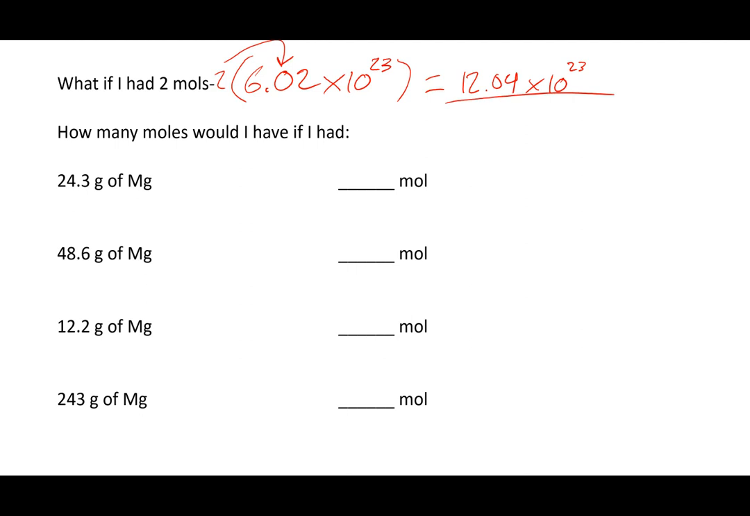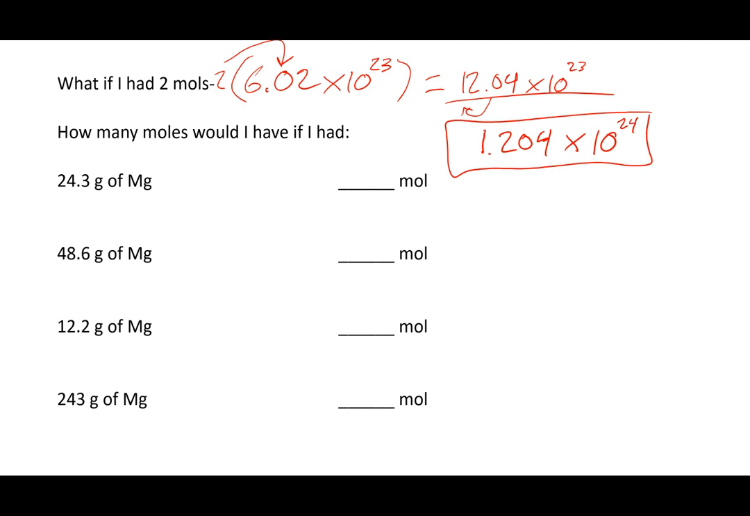However, this is not correct scientific notation. What you need to do is move the decimal over 1, and it becomes 1.204 times 10 to the, well, we made this leading number smaller, so we need to change the exponent to represent that, and it would be to the 24th. Okay, so if you had 2 moles of anything, you would have 1.2 times 10 to the 24th things.